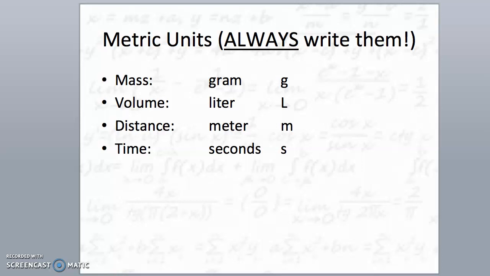We use the metric system in chemistry, so you'll have to become familiar with the units. It is also very important to include units whenever you record a number. These are a few of the ones that we use frequently.